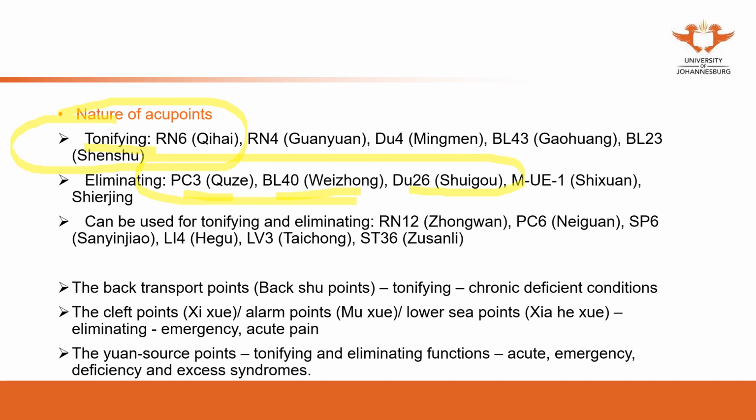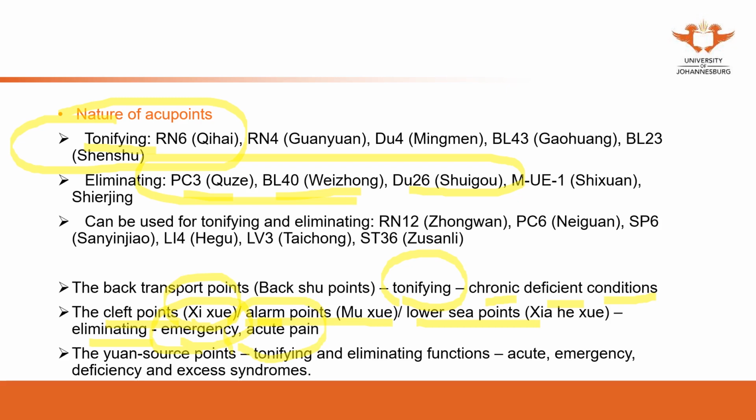The back shu points we have mentioned previously are more focusing on tonifying, for chronic deficient condition. Xi-cleft, a lung point, the front mu points and the lung points are exactly the same. The lower he-sea points, focusing on eliminating, can be used for emergency, for acute condition. It doesn't have to be acute pain, acute condition, especially the Xi-cleft points.